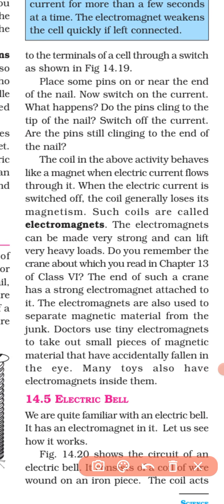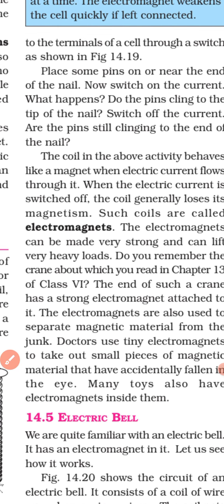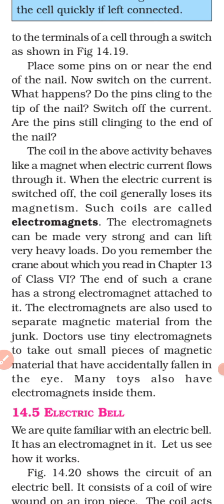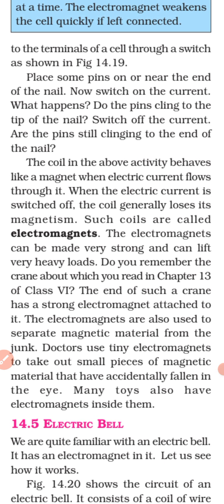So the coil in the above activity behaves like a magnet when electric current flows through it. And when the electric current is switched off, the coil loses its magnetism. Clear? So such coils are called what? Electromagnets. You can make electromagnets on a very large scale, and they can be made strong also. When a huge amount of current is flown through the same setup, the electromagnet can be made very strong and it can lift very heavy loads.